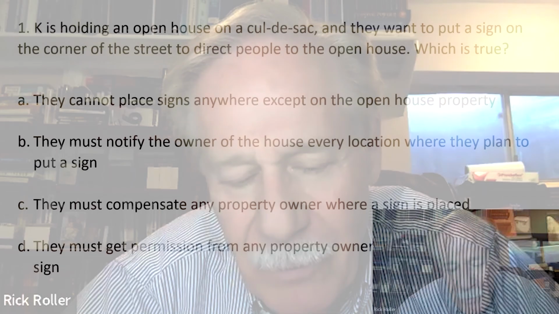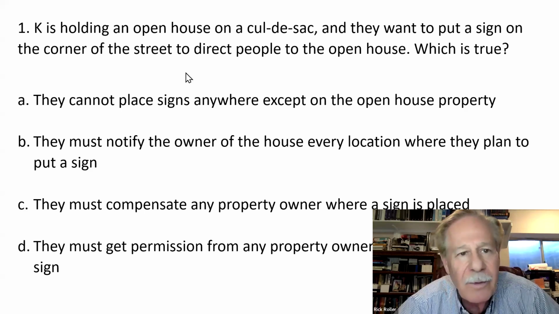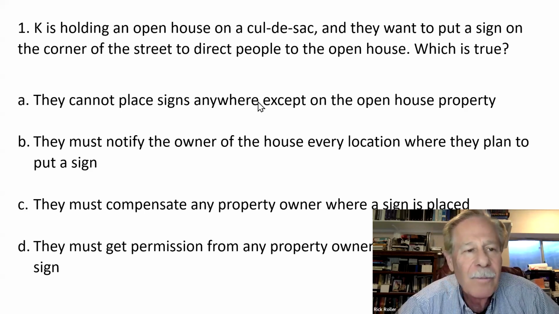So let's look at number one, please. Matt, bring her up. And in this one, it says Kay is holding an open house on a cul-de-sac, and they want to put a sign on the corner of the street to direct people to the open house. So what is true?